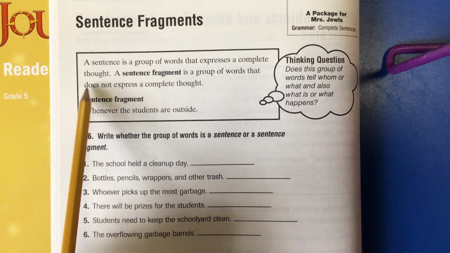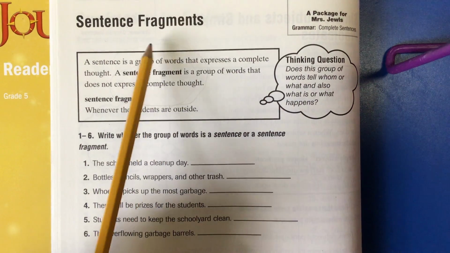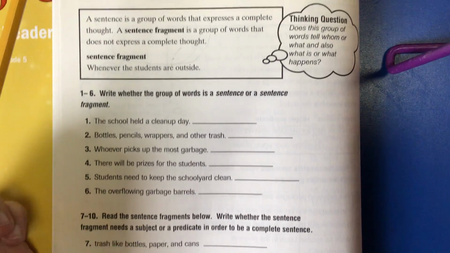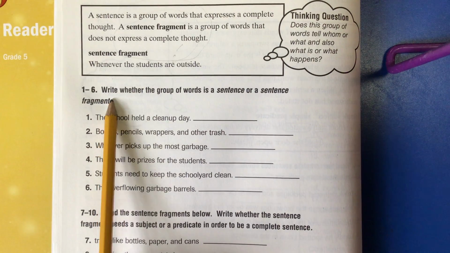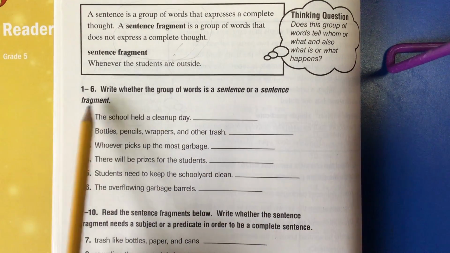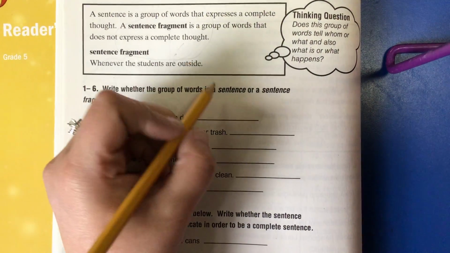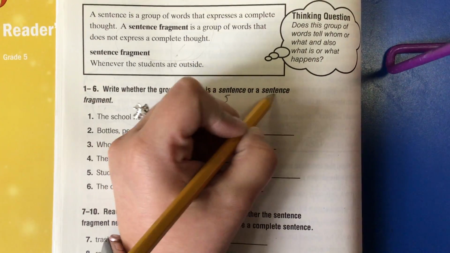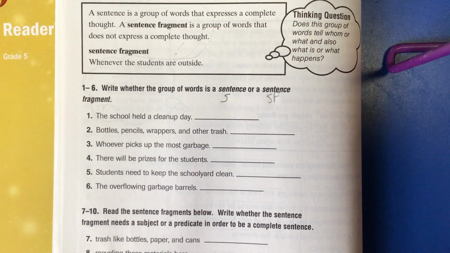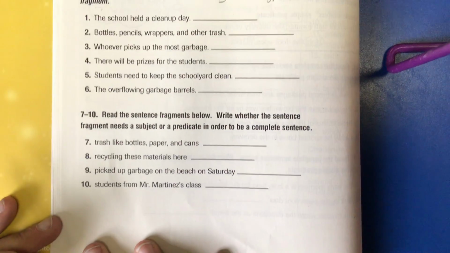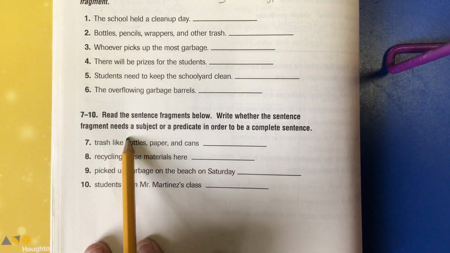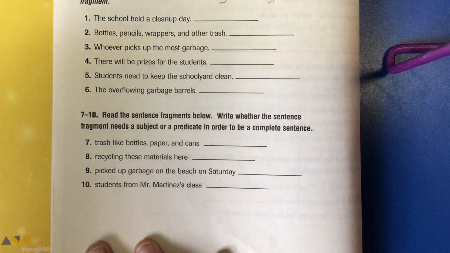So your sentence fragments, again, this is like your little example. It tells you what's what. It's also on the board if you need it. So you're on this part, you're writing whether the group of words is a sentence or a sentence fragment. So just like last time, you can write S or SF if you want for short. That's perfectly okay with me. 7 through 10, you're going to read the sentence fragments below and write whether the sentence needs a subject or a predicate in order to be a complete sentence.